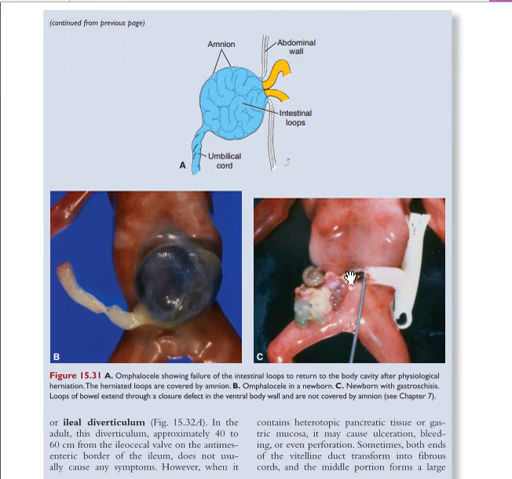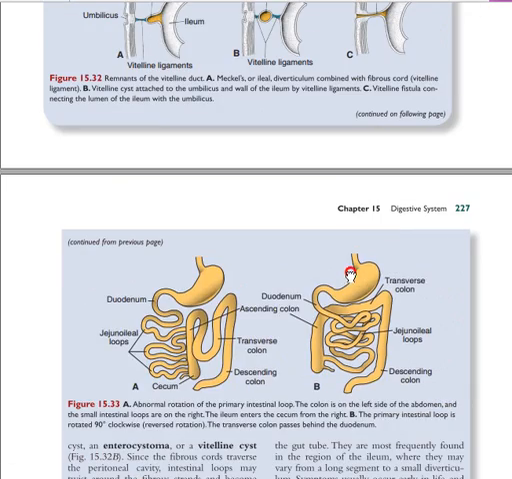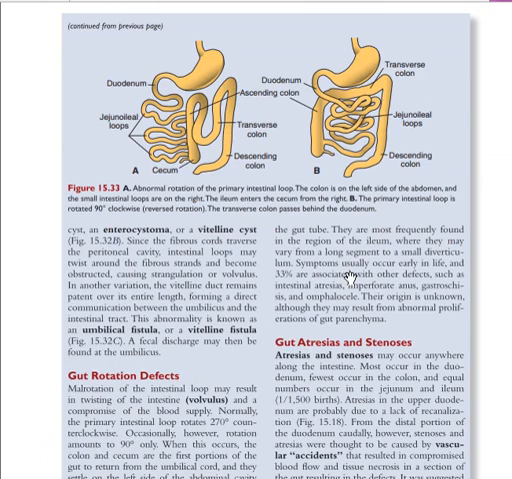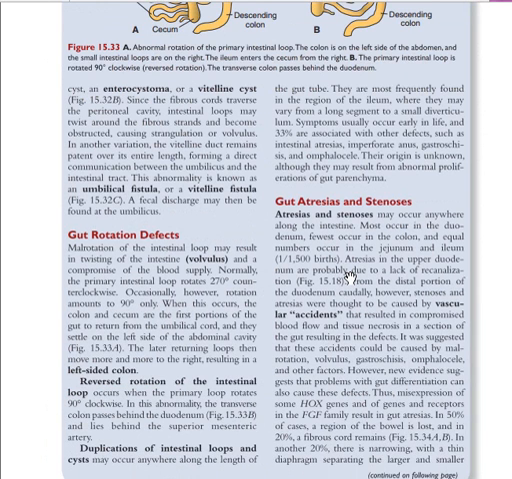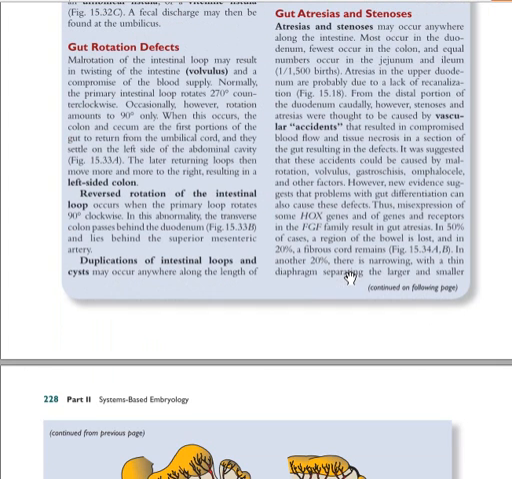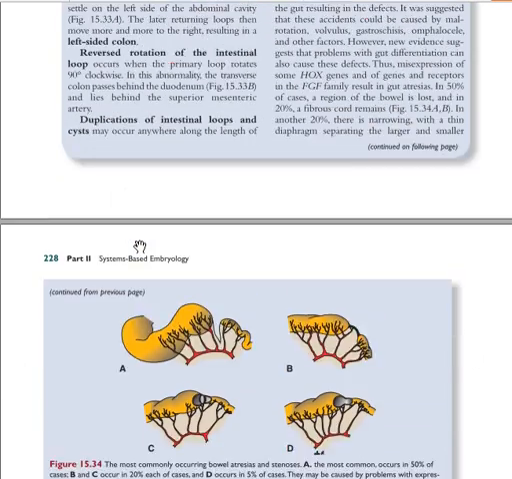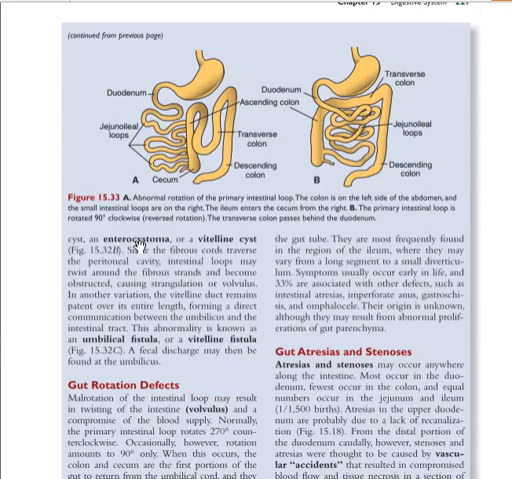Now the next one, after vitelline duct abnormalities, you can have abnormalities in the primary intestinal loop, in gut rotation. When you have malrotation of the gut, the intestinal loop may result in twisting of the bowels. You can have reverse rotation of the intestinal loop occurring when the primary loop rotates 90 degrees clockwise. In this abnormality, the transverse colon passes behind the duodenum. So these are some abnormalities of gut rotation.